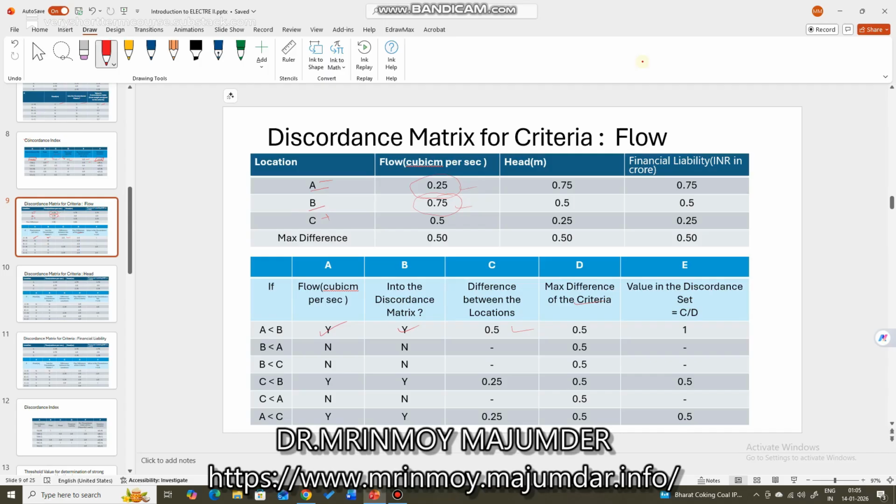Don't forget that. Now what the discordant set will carry is this one, C by D. C is the difference between the locations. D is the maximum difference for that criteria. C by D here, 0.5 divided by 0.5, will become 1 actually. So 1 will be added into the value of the discordance set, or rather it is the discordance index.